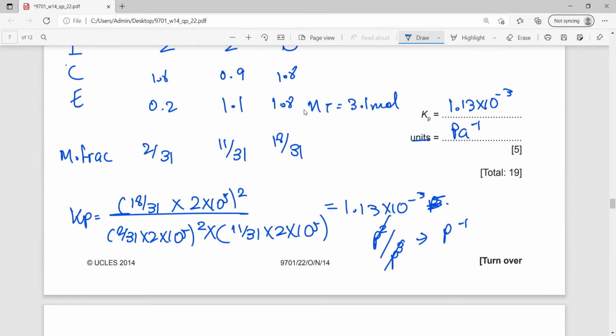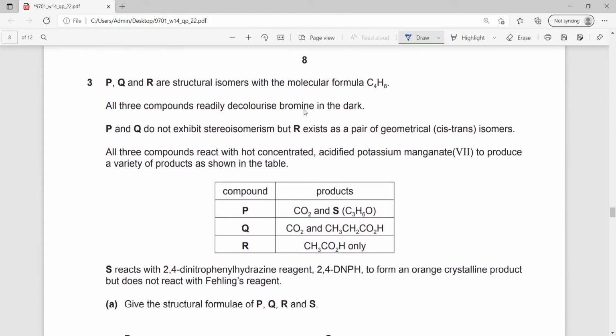Anyway, let's move on to the next question. That was an easy 19 marks yet again. So the next question is about organics. P, Q, and R are structural isomers with the molecular formula C4H8.